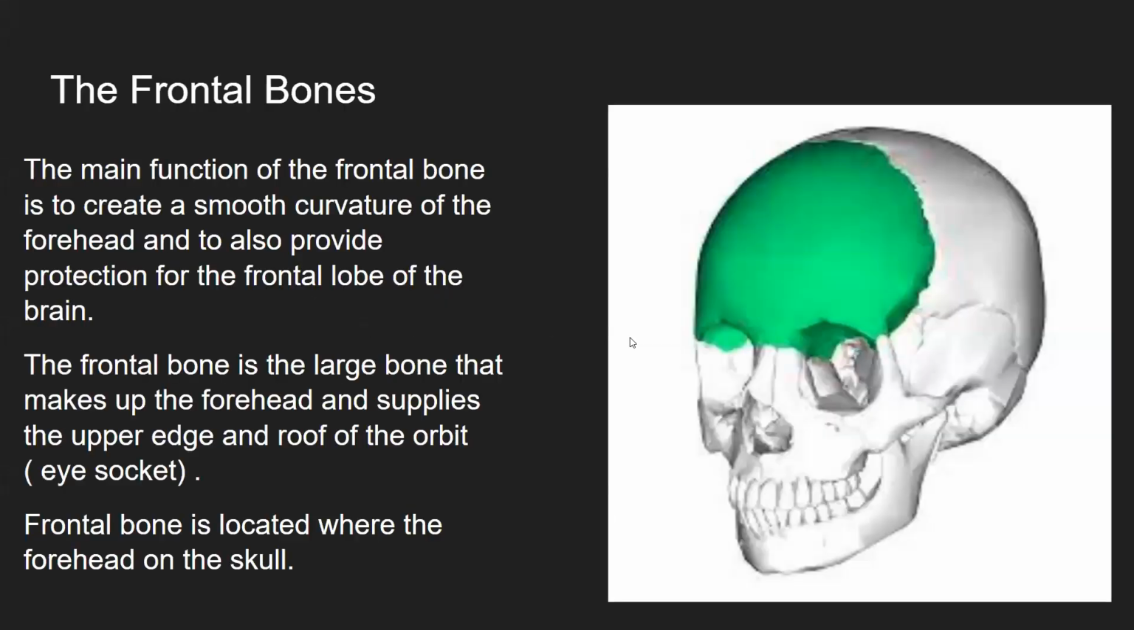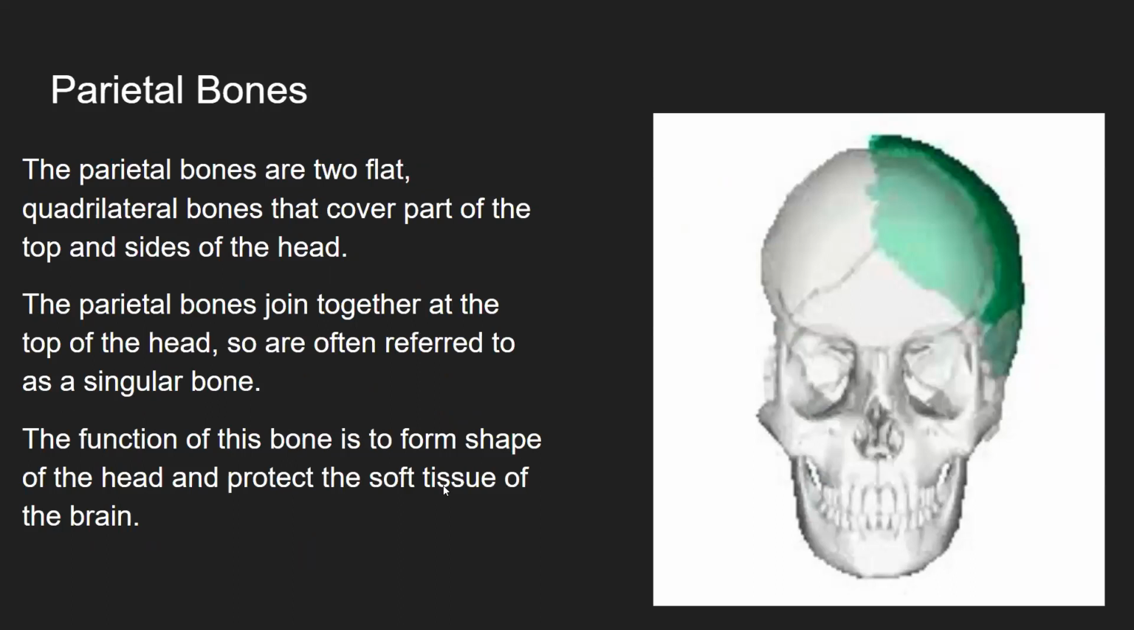So first, we'll be talking about the cranial bones. The first bone we're talking about is the frontal bone, and its main function is to create a smooth curvature of the forehead and to also provide protection for the frontal lobe of the brain. The frontal bone is a large bone that makes up the forehead and supplies the upper edge and roof of the orbit, or the eye socket. The frontal bone is located where the forehead is on the skull.